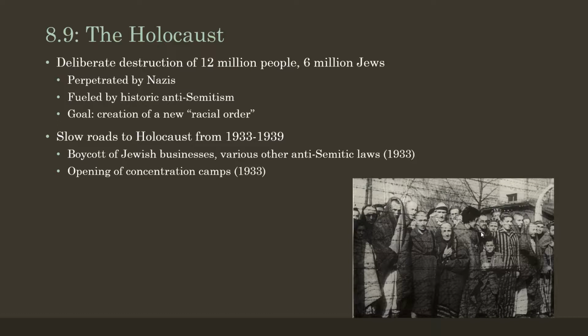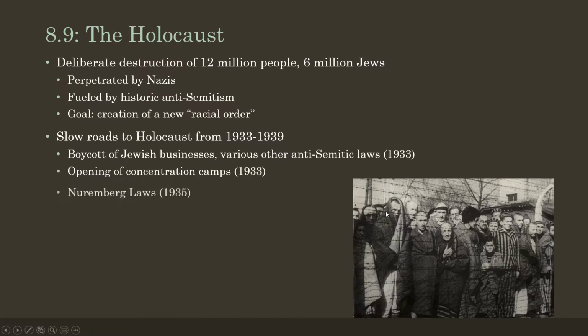Concentration camps are opened in 1933, but these are concentration camps that are prison camps. When we talk about concentration camps that are for the deliberate destruction of people, when we're talking about death camps, those camps are going to come later. Those camps are going to be really like 1940, 1941. That's when we're going to start to see the really famous Auschwitz and Treblinka and Bergen-Belsen, these camps that are really about the destruction of people. At first, concentration camps are for prisoners.